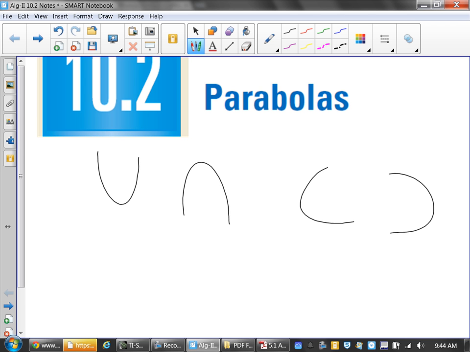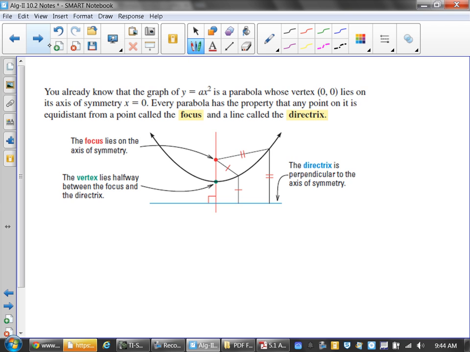You guys last year in geometry worked with circles. You did an equation with circles that did x minus h quantity squared, y minus k quantity squared for your equation of the circle. That was h and k, guys. That was horizontal and vertical shift. So what we're going to look at here today are parabolas.